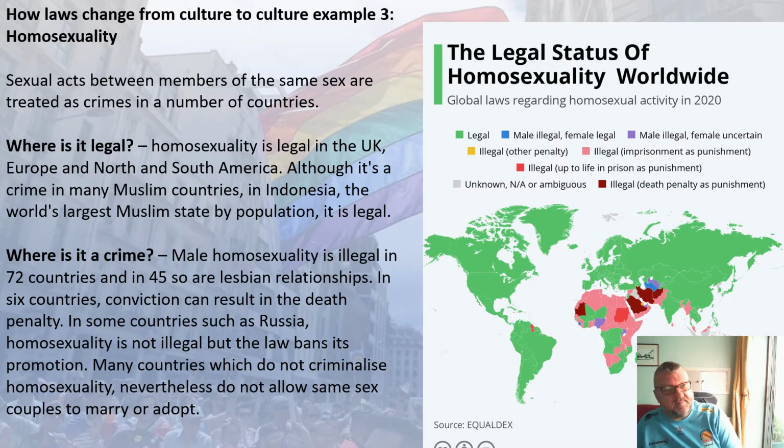So where is it a crime? Well, it's illegal in 72 countries and in 45 so are lesbian relationships. What's quite interesting is it tends to be the male act that is seen as more illegal than the female act. In 6 countries, conviction can result in the death penalty, and in some countries such as Russia, it's not illegal, but the law bans its promotion. Many countries which don't criminalise homosexuality do, however, not allow same-sex couples to marry or adopt. So there is a sort of prejudice against homosexuality.